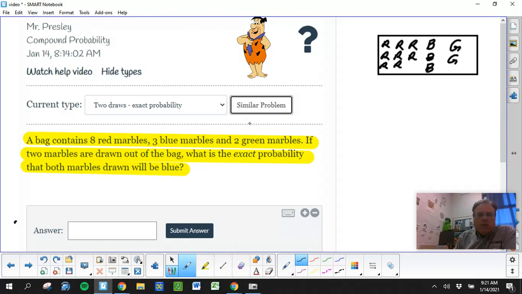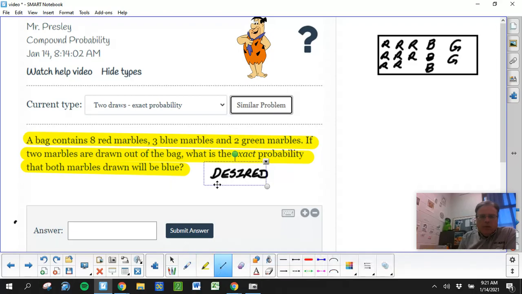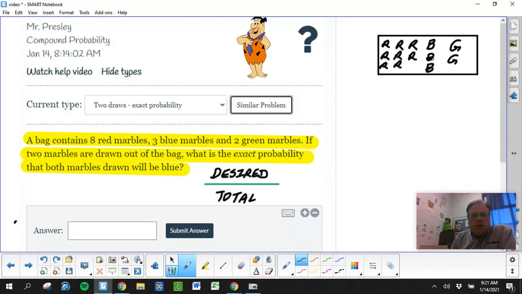Well, when you pull out a marble and you're doing probability, you want desired over total. So I'm just going to write that right here. Desired over total. What do you want to happen? How many things in there are what you want to happen, and how many total things could happen? So now look at that bag. I've got 8 plus 3 plus 2, which is 13 marbles total, right? So the total to start with on the first draw is 13.